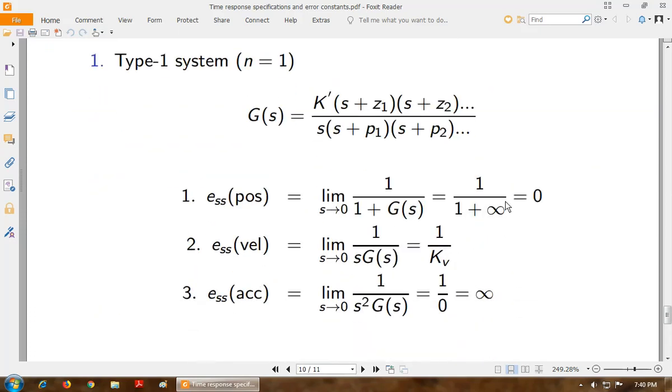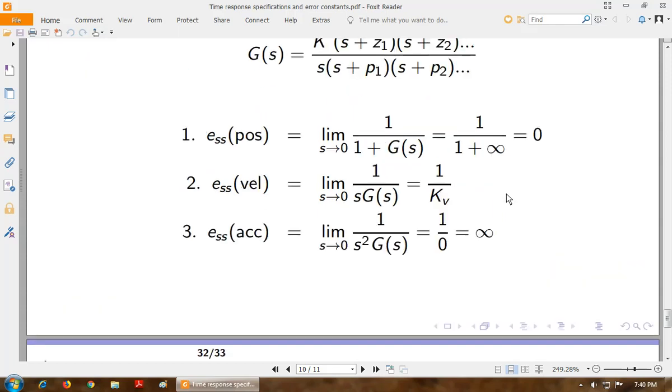So for type 1 system, when n is equal to 1, it means the type of the system affects the steady state error. This is the conclusion in short. For type 1 system the position error is definitely going to be 0, but the velocity error is going to be 1 over Kv, and the acceleration error remains infinite. Initially there was a specific value for the position error, and the steady state errors for velocity and acceleration were both infinite. Now for the type 1 system, the position error has been made 0, velocity has a specific value, and acceleration is infinite.